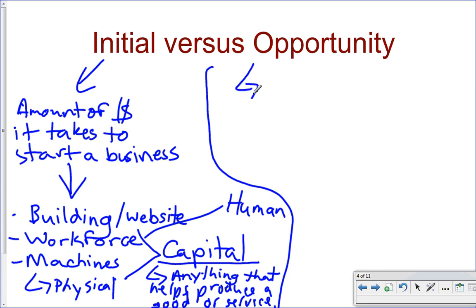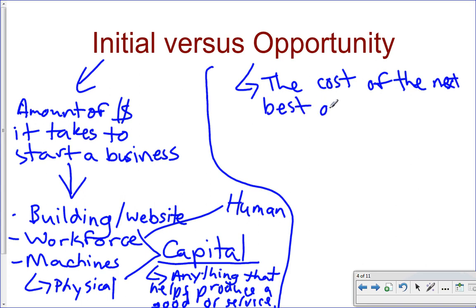The opportunity cost, when you talk about opportunity cost simply means the cost of the next best option. Or in other words, what you could do with the money.